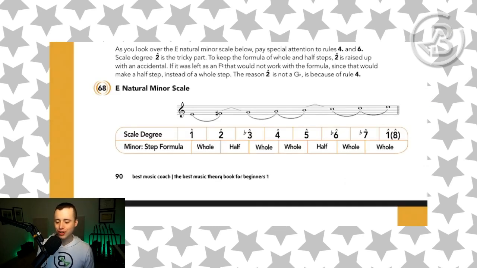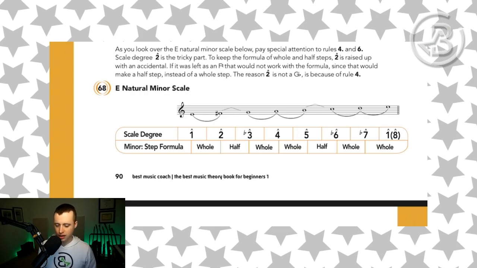In this lesson, you're going to learn all about the E natural minor scale. So we can see with the E natural minor scale, it has the minor step formula of whole, half, whole, whole, half, whole, whole. That's good. We can see that scale degree 3, scale degree 6, and scale degree 7 have flats in front of them to show that, sure enough, they are 1/2 step lower than for a major scale.